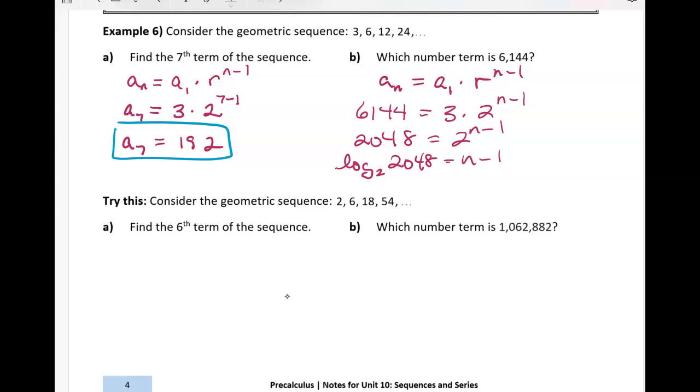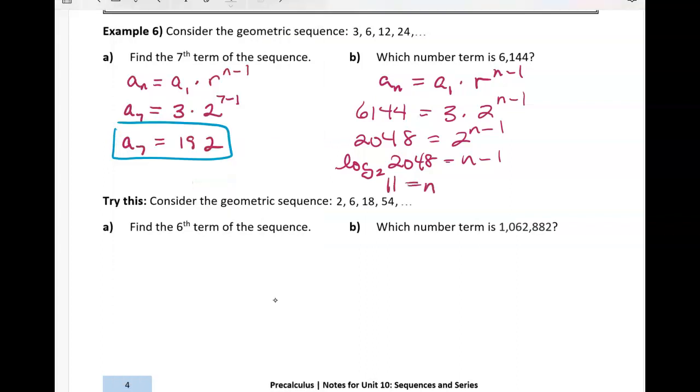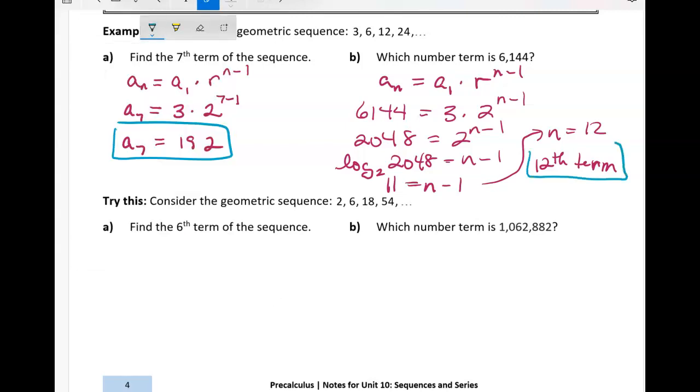And our logarithm here is something we can enter in the calculator. So control 10 to the gives us a logarithm. We can enter the base of 2, and in the argument of the logarithm 2048, and that's equal to 11. So 11 is equal to n minus 1. That gives us n is equal to 12. So which number term? The 12th term has a value of 6144.